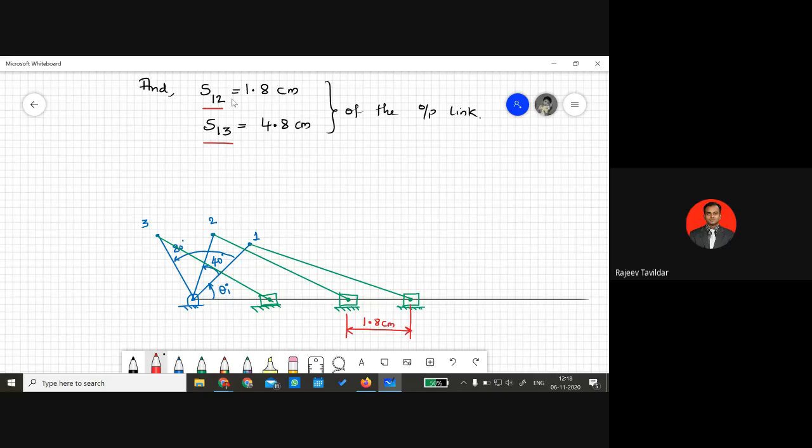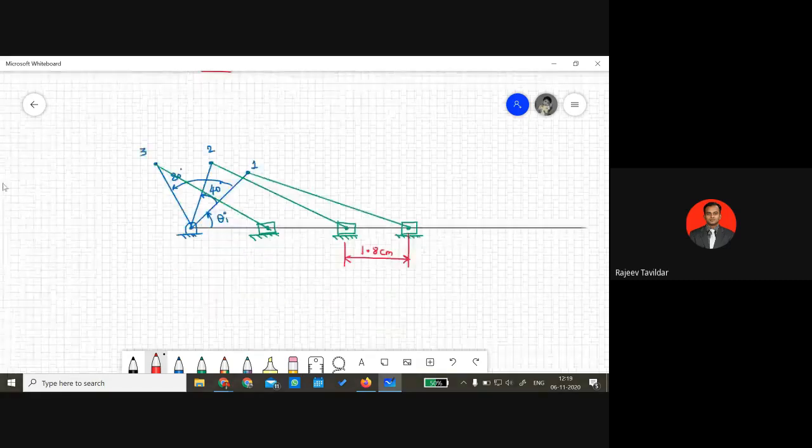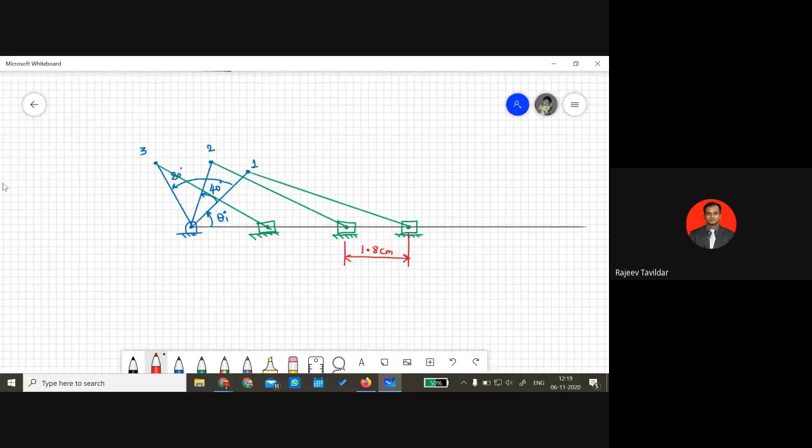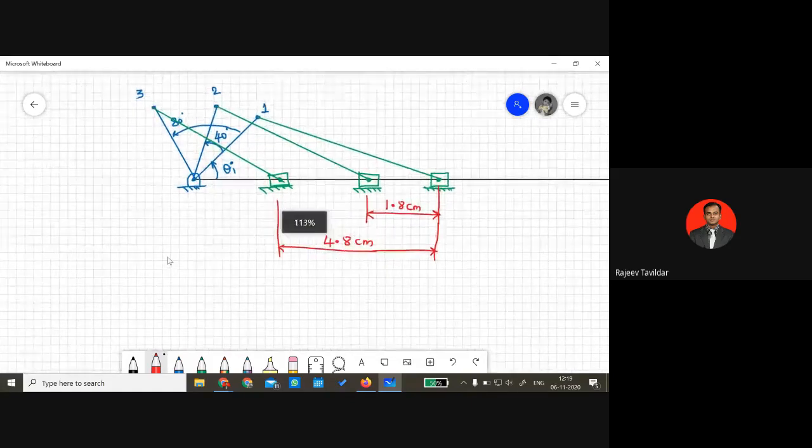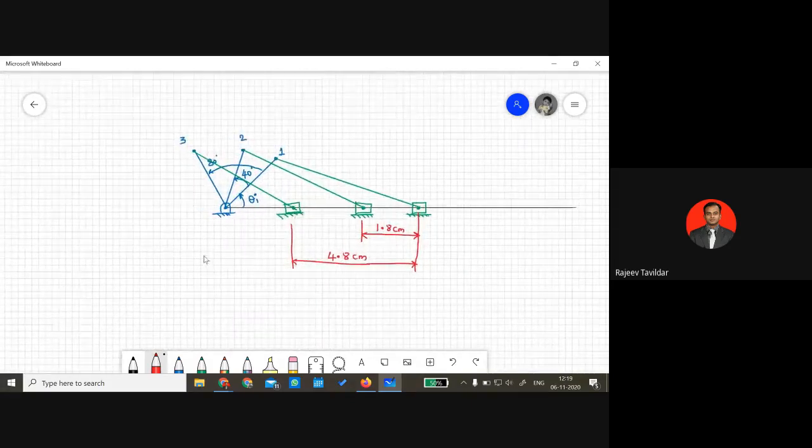Similarly, they have given us S13. So that means this distance is given to us. This is given to us as 4.8 centimeters. Is it clear? Yes.